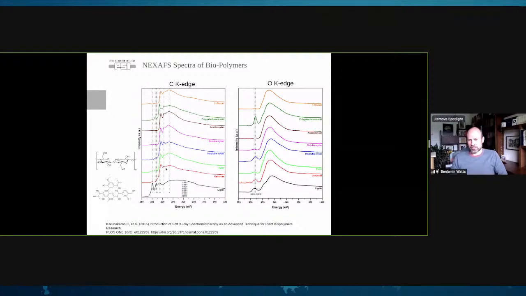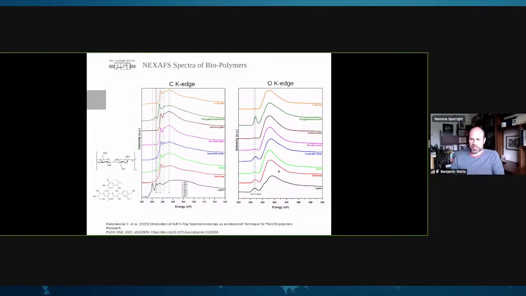And by looking at the ratio of these peaks, we can narrow down what kind of material we are looking at. So for the carbon edge, we can see quite a bit of distinction. We can do the same kind of thing at the oxygen edge on the right-hand side of the screen here, but we see there's a lot less variation.